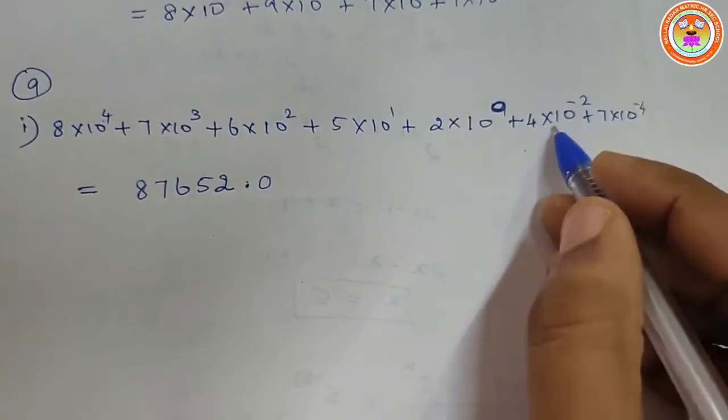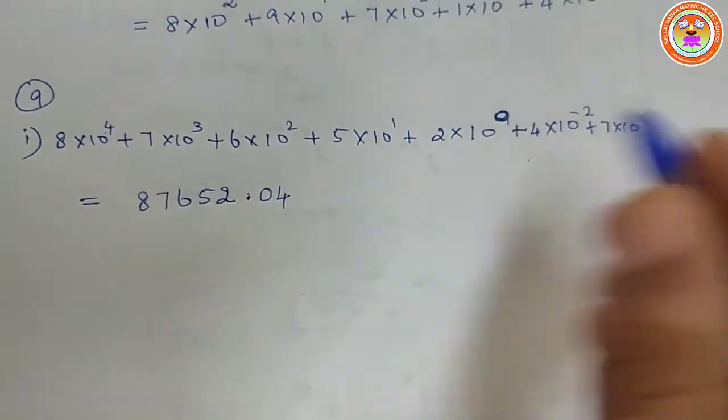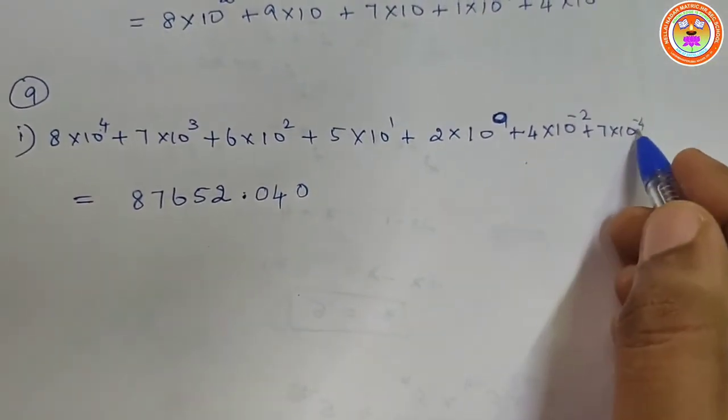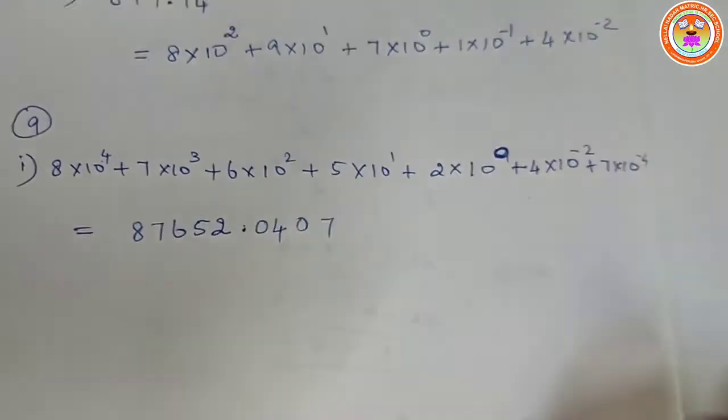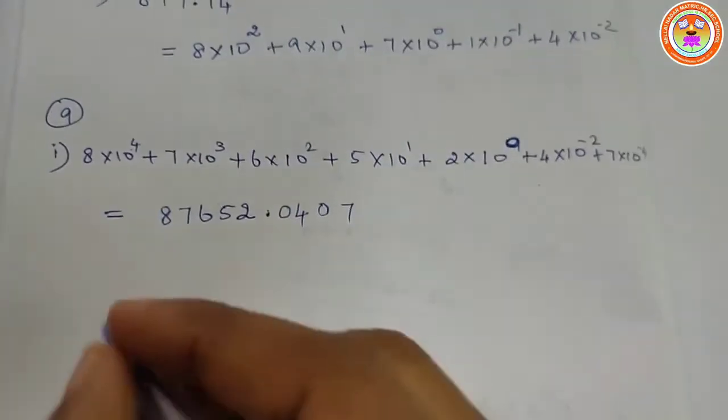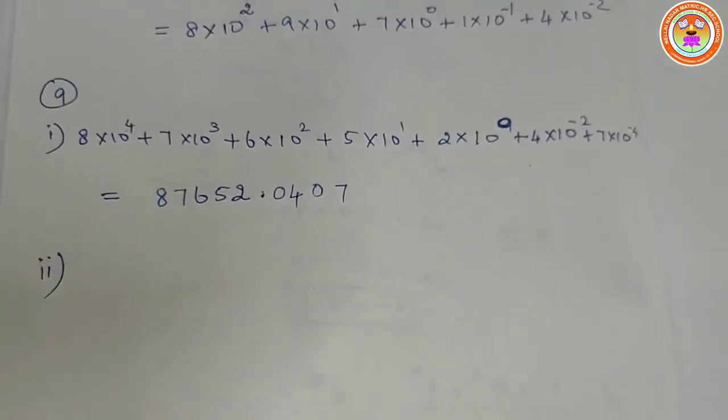Here it is 10 power minus 2, the number is 4. Minus 3 is also missing, you put 0. So here it is 10 power minus 4, the number is 7. So this is the standard form of this expansion. Clear? Now we will move on to the second subdivision.